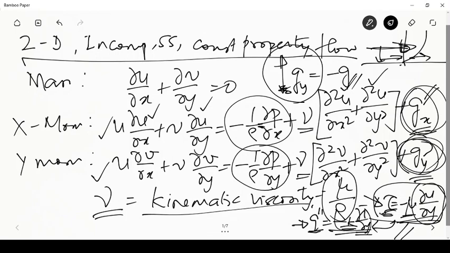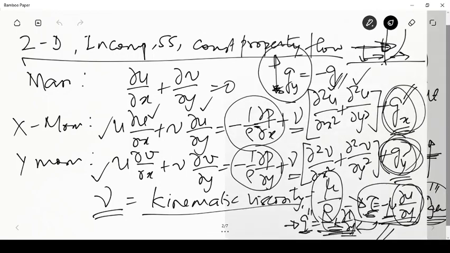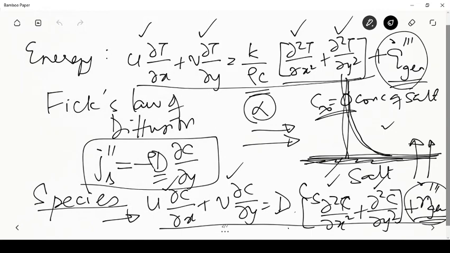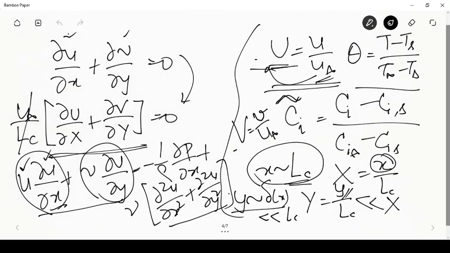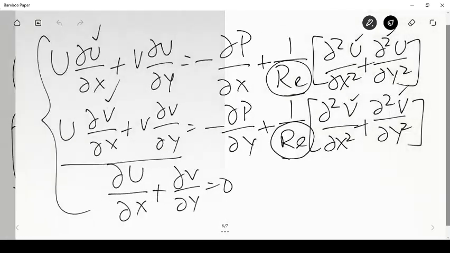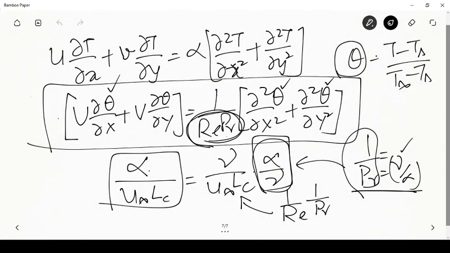In the same way, k by rho Cp, which also has the same units, meter square per second, which is alpha, is the diffusivity of energy. And in the same way, here D, which has the units of meter square per second, is the diffusivity of mass. So these three are terms which are cousins of each other in the various transport mechanisms. So in transport of momentum it is nu, in transport of energy it is alpha, and in the transport of species it will be D.